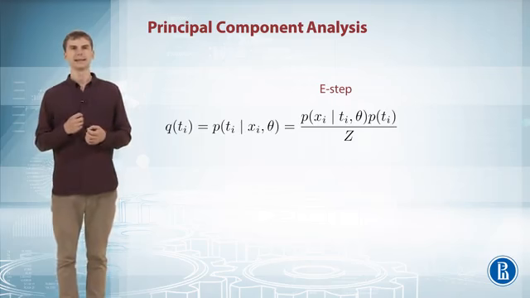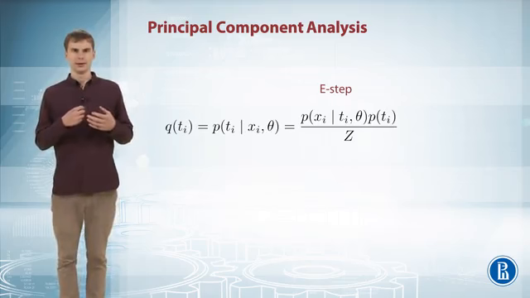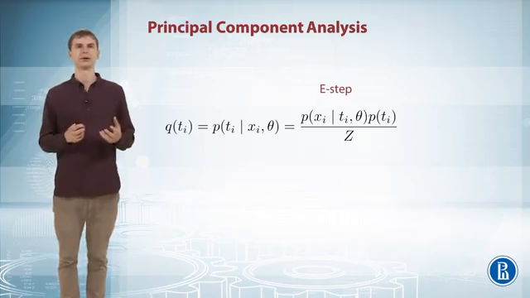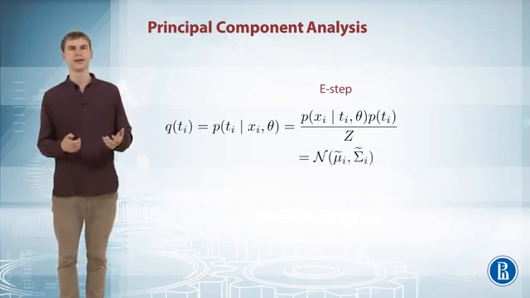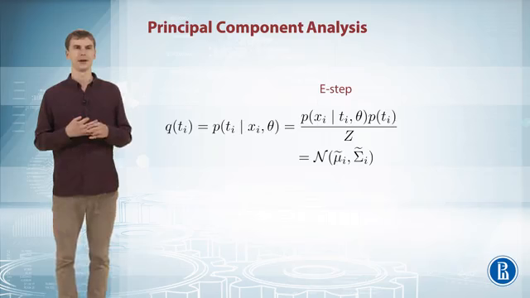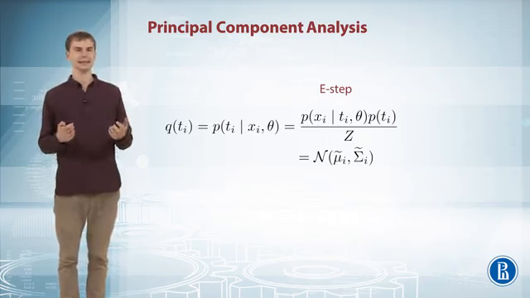But in this case, it will not cause us any trouble because we're able to compute everything analytically, because everything is normal, everything is conjugate, and this thing will also be normal. And you can look up the formulas for mu tilde in Wikipedia. So the E step is easy. We can easily find everything analytically.